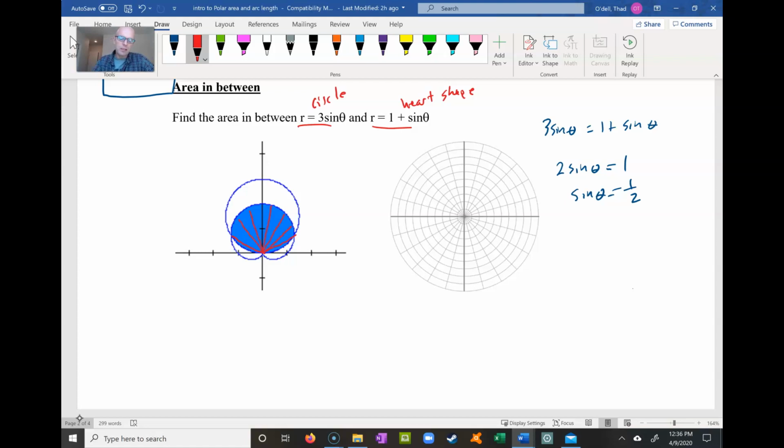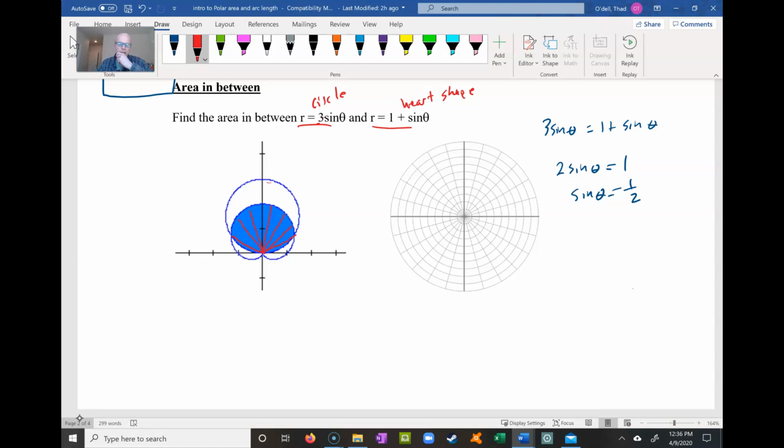And just a quick, easy way to tell, notice that the biggest this will ever get is 3. That's how we also know that this has got to be that one, because the biggest sine gets is 1, and so the biggest this will get is 3. Same thing here, the biggest this will ever get is 2, so you see a radius of 2 right there. So even if you forget which one is which, it's fairly easy to figure out.